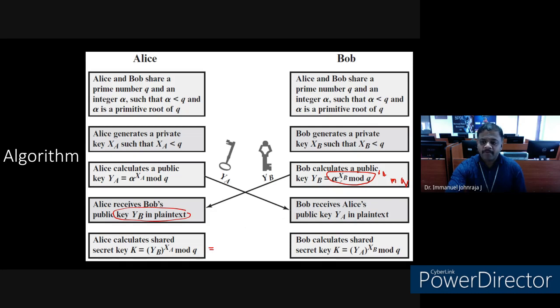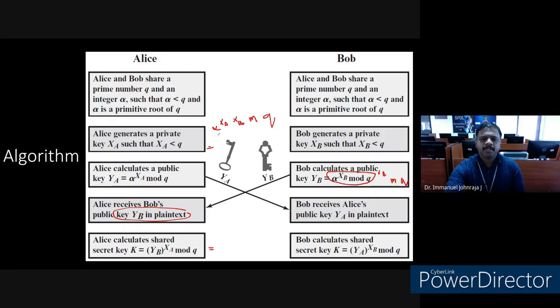So what happens after that? Alpha power xb mod q power xa mod q is similar to alpha power xb xa mod q. We know that taking the modulus of the numbers and then multiplying and taking the modulus is equal to multiplying and then taking the modulus. So it is alpha power xb multiplied by xa, then mod q. All right, xb xa can be swapped. So what will happen in the next step? It will become alpha power xa xb mod q. Let me see whether I can write alpha power xa xb here, and then mod q.